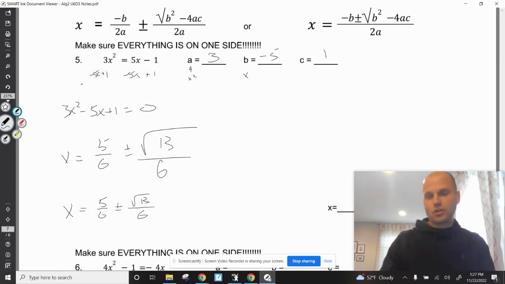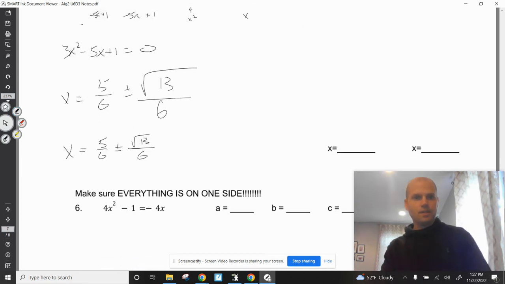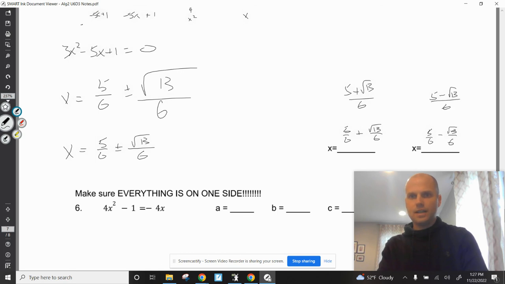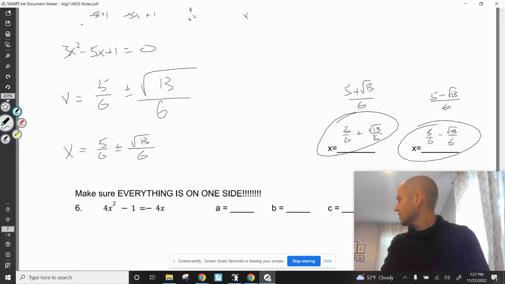So this is it. You can try to divide 13 by 4, by 9, it doesn't work. So all you get is this: 5/6 plus root 13 over 6, 5/6 minus root 13 over 6. And guess what, guys? You could have it like this, you could have it like that. But I prefer it like this because it just shows you, hey, here's your middle, here's your vertex. Add this distance, you get to one x-intercept. Subtract this distance, you get to the other.